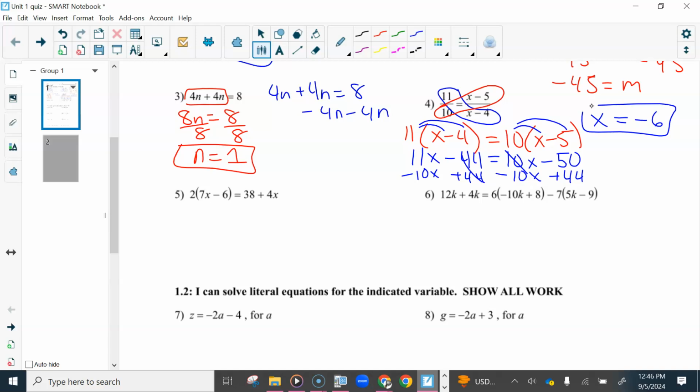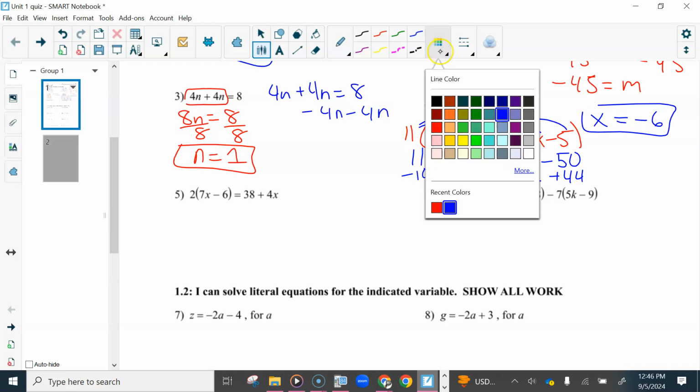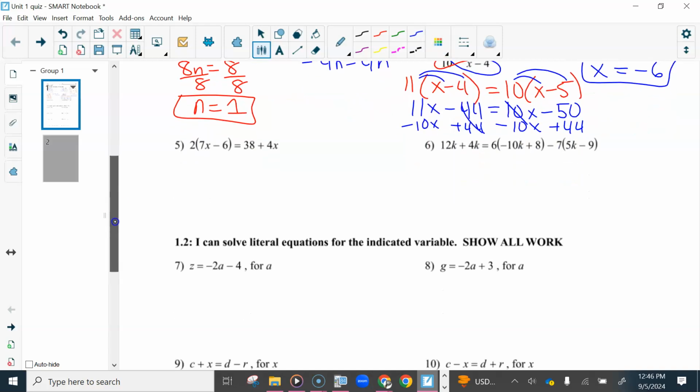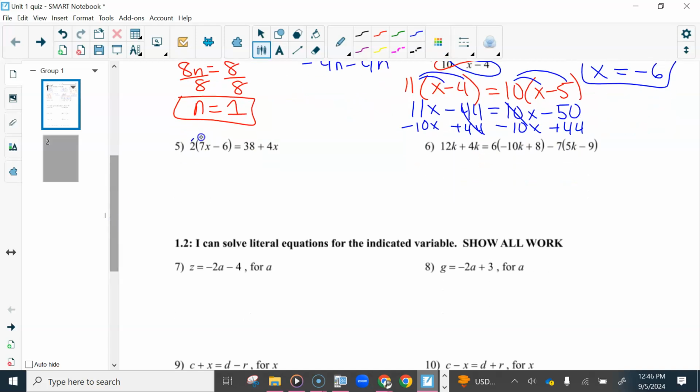So for the most part, we did pretty well in this first section. It was the second section that gave us more issues. But continuing, for this one, distribute. So we get 14x minus 12 equals 38 plus 4x.